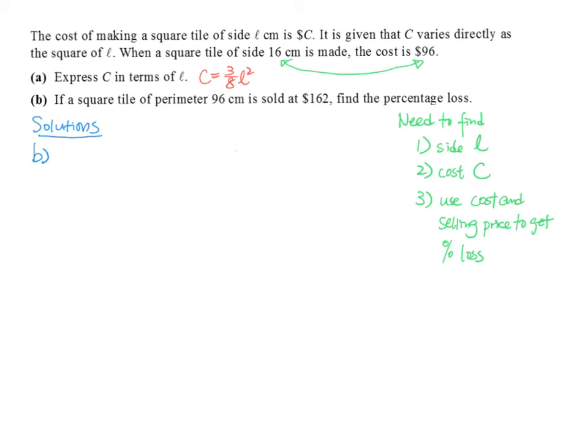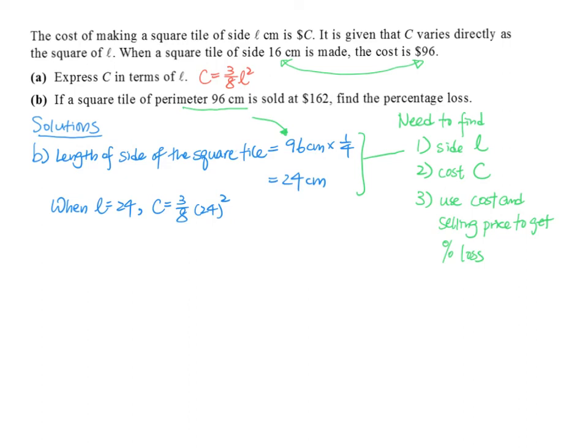And now when I have the cost and I have the selling price, I could find the percentage loss. So the first step, the length of side of the square tile would be this 96 as the perimeter here divided by 4, which gives 24 cm, and this would be the first step here. Next, we use the equation here. When L equals 24, I substitute into our variation equation to get C, and so C would be 216, and this would be the second step.